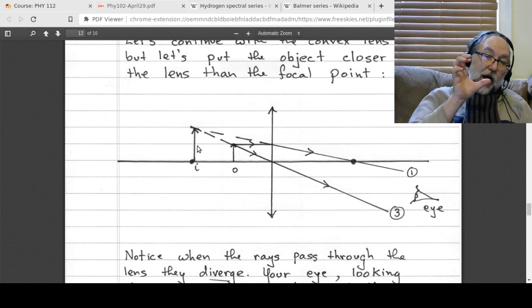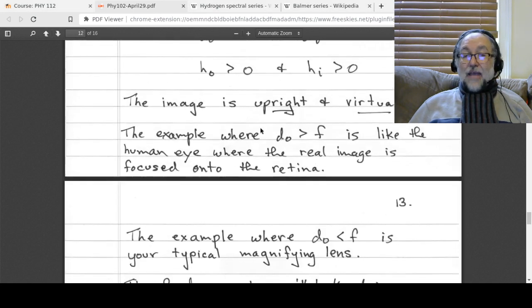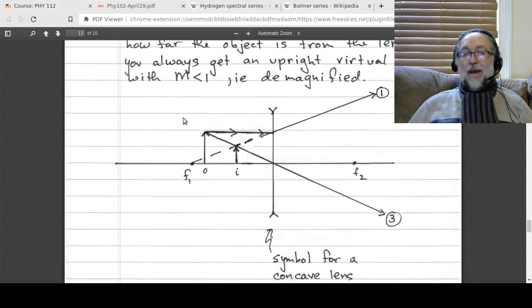But if you pull it too far, such that the object is further away than the focal point, well, then it becomes a blur, and you'll see that it just turns into a blur. Okay, so convex lenses, where the object is closer to the lens than the focal point, act like magnifying glasses. And concave lenses, it doesn't matter where you put the object, they're always demagnifying lenses. Okay, so there you go.